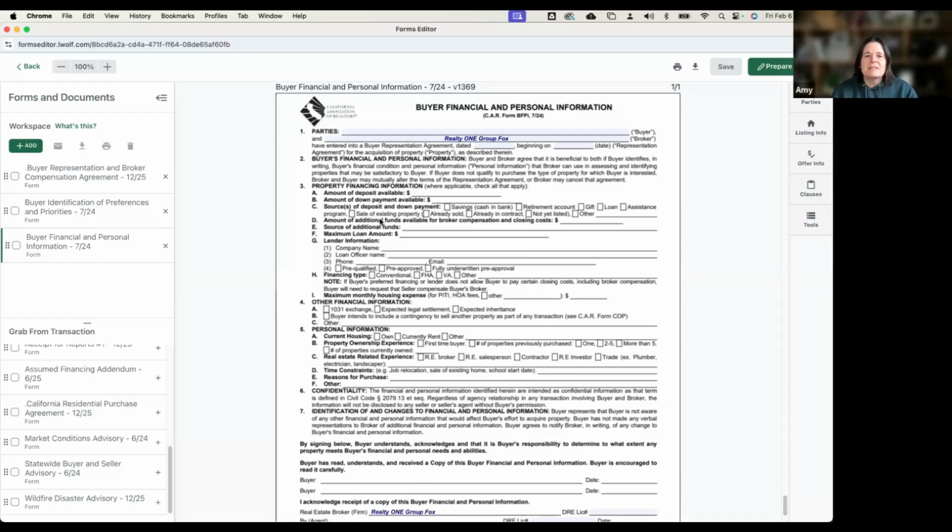Source of additional funds, maximum loan amount they're comfortable with, who's their lender, are they pre-qualified, pre-approved, or fully underwritten? What kind of financing are they doing? Are they doing a 1031 exchange? Do they have an expected inheritance? Here, what's their personal information? Do they currently rent? Do they own? What's their property ownership experience?